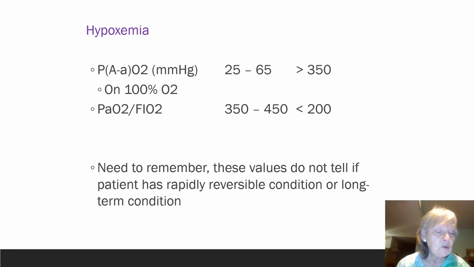And one of the things you want to remember, these numbers don't tell us, is this patient going to be a long-term patient? Is this patient going to be a short-term patient? Does this patient have a rapidly reversible condition, like the gentleman who was in status asthmaticus? He turned around in less than 4 hours, was off the ventilator, or is this something that's going to turn into a long-term condition?